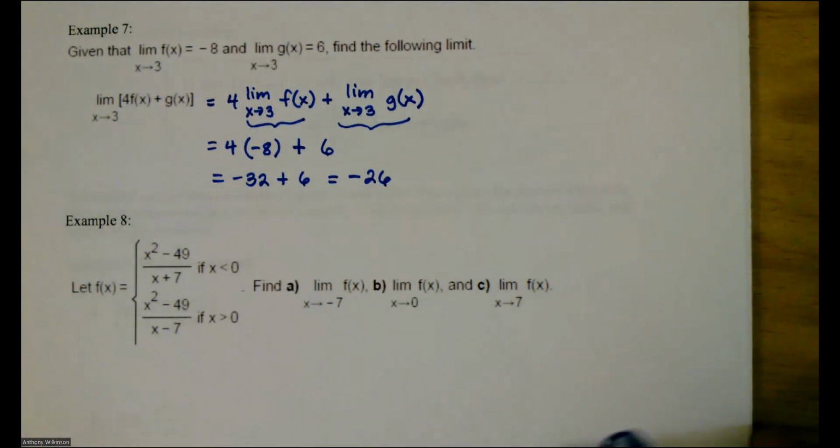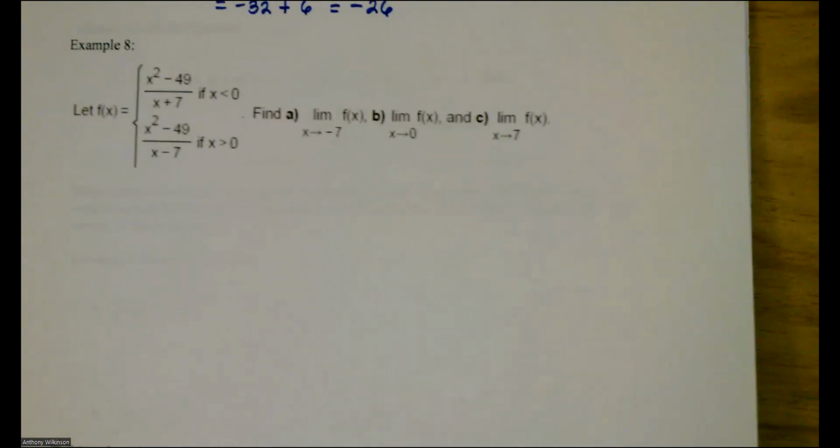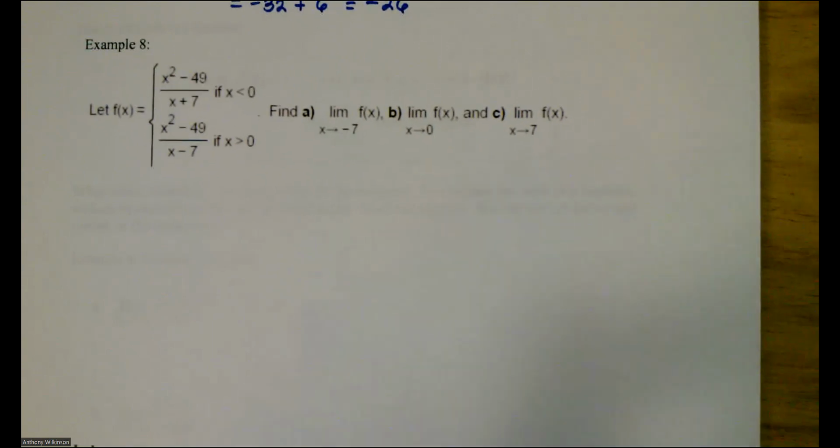All right, now let's think about this example, because this is going to introduce us to the next thing I want to talk about. Let's say we let f of x equal x squared minus 49 divided by x plus 7 if your x value is less than 0, and x squared minus 49 divided by x minus 7 if x is greater than 0. Let's say I want to find the limit as x approaches negative 7, the limit as x approaches 0, and the limit as x approaches 7.